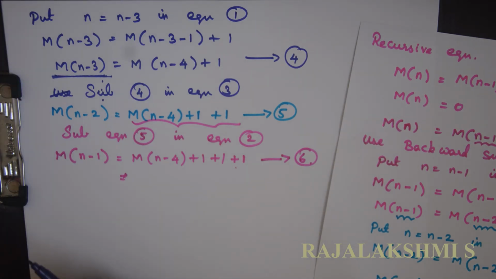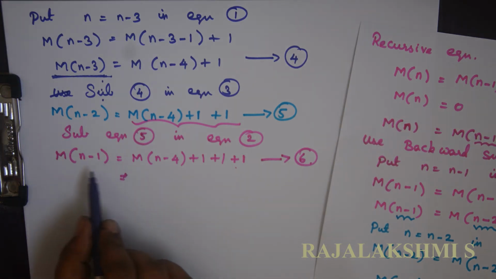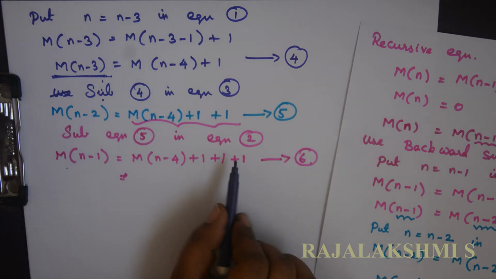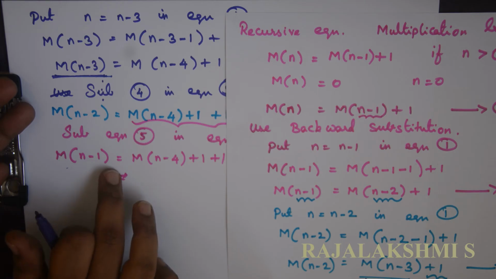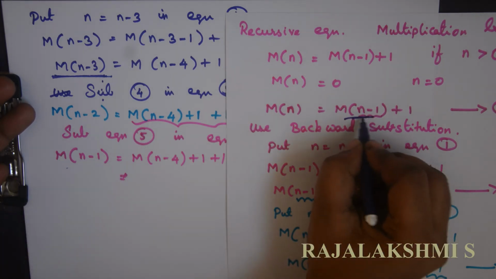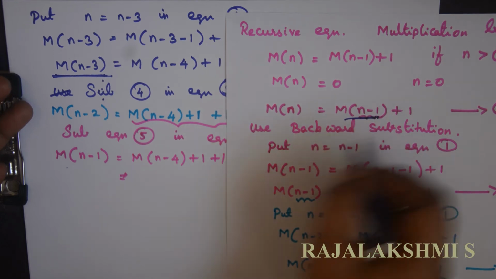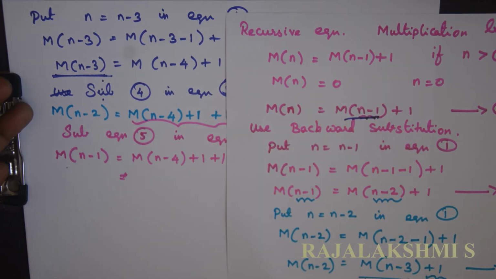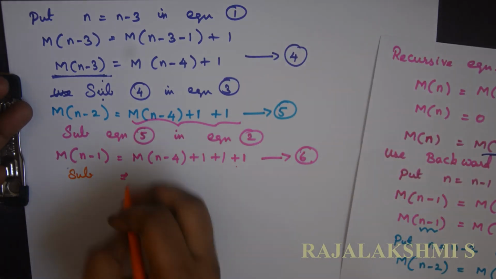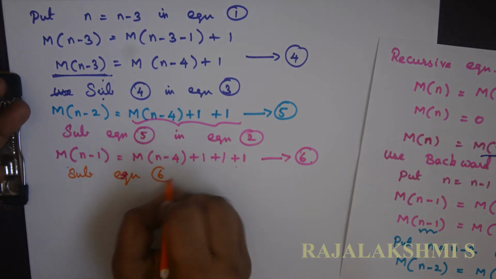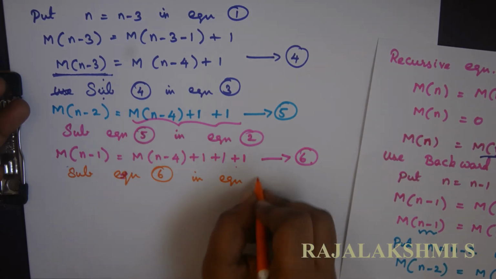Now find which equation needs the value of m of n minus 1. Actually this is the value of m of n minus 1. So find the equation which needs the value of m of n minus 1. So this is the equation where m of n minus 1 is present in the right hand side. So in that equation we have to substitute the value for m of n minus 1. So substitute equation 6 in equation 1.